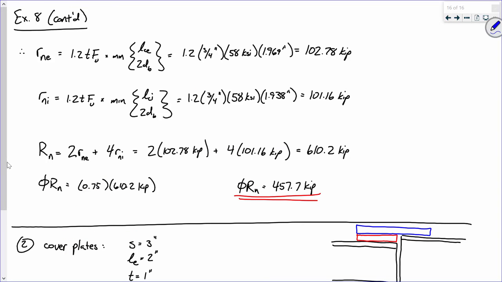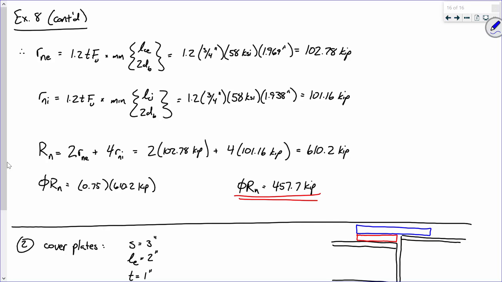So 1.2 t Fu times the minimum of either Lc or 2 times your bolt diameter. Go through and chug all that out. Recognize that that connection has 2 edge bolts and it has 4 interior bolts. So chug it out and you'll get a nominal capacity of 610 kips, but phi Rn, don't forget your phi value, your 0.75.